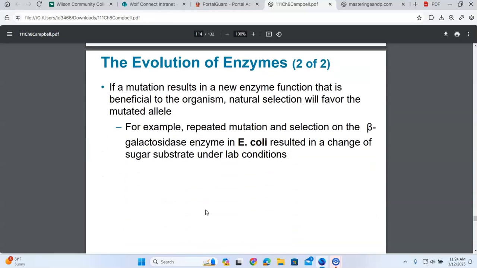So it can be beneficial or it can be harmful, because the change in shape can be a good thing or a bad thing. But here's an example. It says repeated mutation and selection on the beta-galactosidase enzyme in E. coli bacteria resulted in a change of sugar substrate under lab conditions.